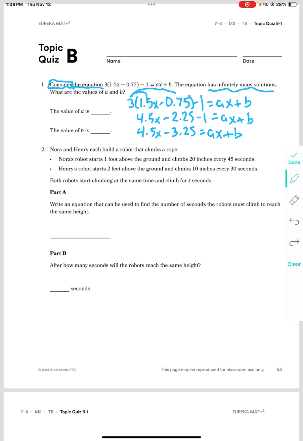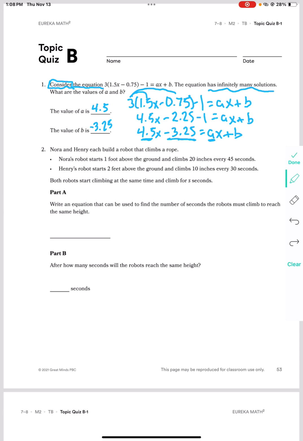So now we are at step 3, which means we should be able to identify a and b. For it to be infinitely many solutions, remember that it has to match perfectly on the other side. So that means a would have to be 4.5. You do not have to include the x, because a is next to x, and 4.5 is next to x. And then b would be negative 3.25 or negative 3 and 25 hundredths. Okay? Pretty simple and straight to the point. Let's move on to number 2.